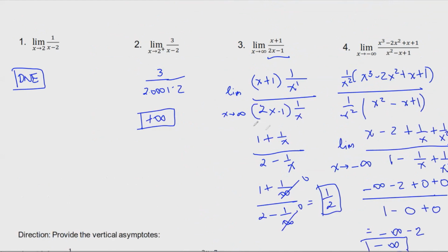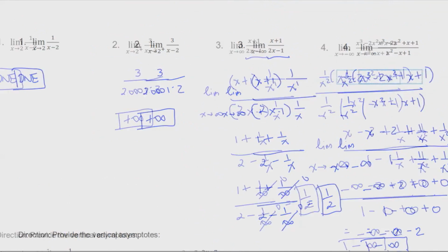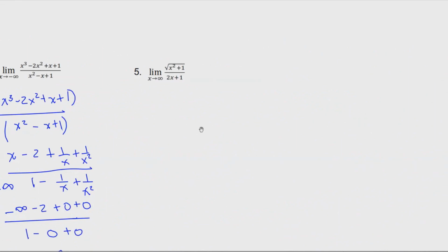So now let's move on with the last one, which is number 5 for our infinite limits. Here we have the square root of x squared plus 1 over 2x plus 1. If we try to redefine this, we cannot actually redefine it simply because this is already x squared plus 1 and it is already in the numerator, so rationalizing it would be meaningless.